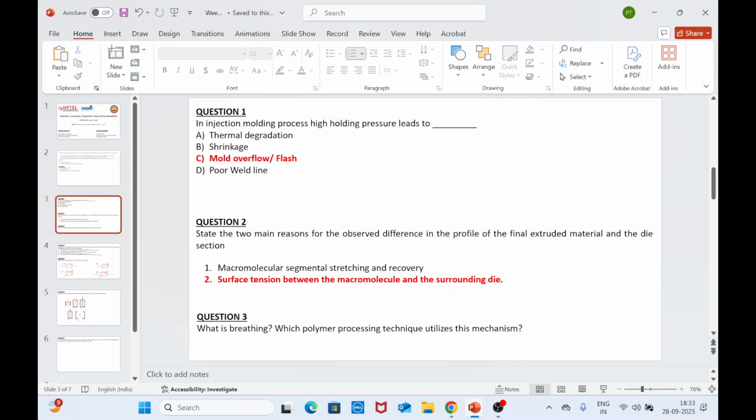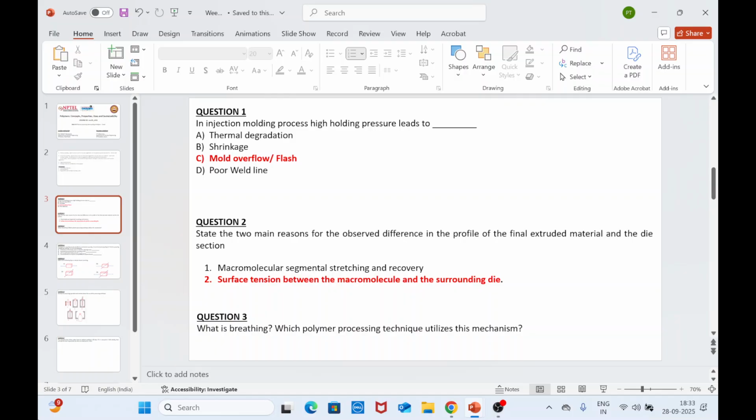So in order to minimize this void formation, this breathing technique is usually used. Breathing is nothing but you try to close and open. You first close it, then you open it, I mean to say the mold.